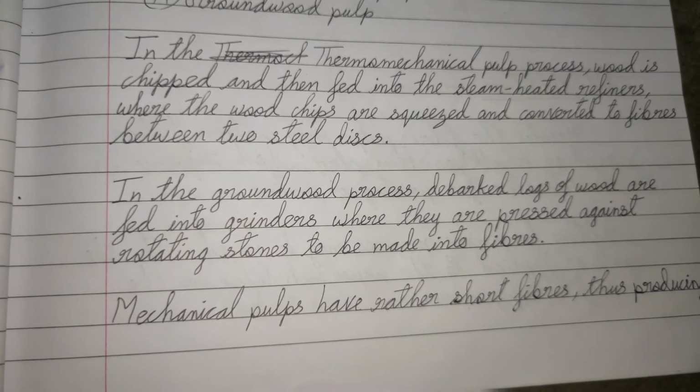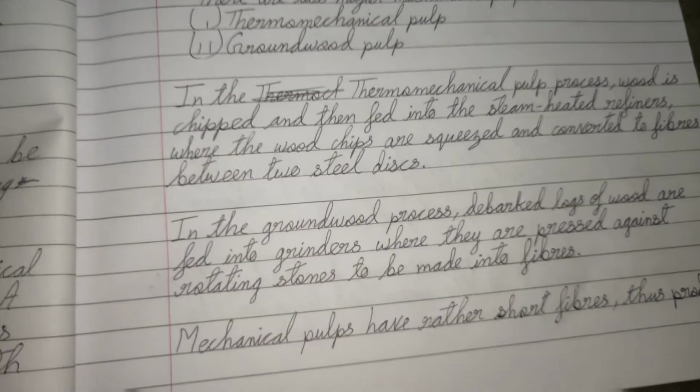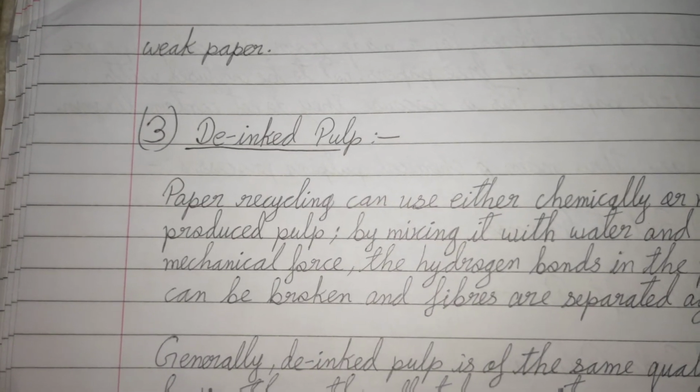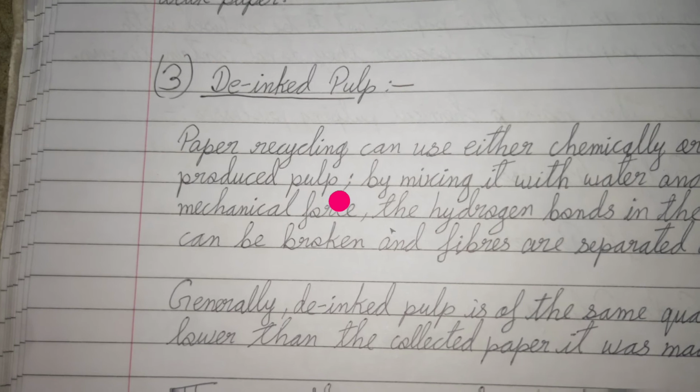Mechanical pulps have rather short fibers, thus producing weak paper. We can also obtain the pulp from de-inking. So let's learn about de-inked pulp.